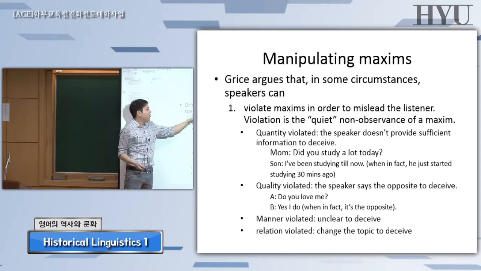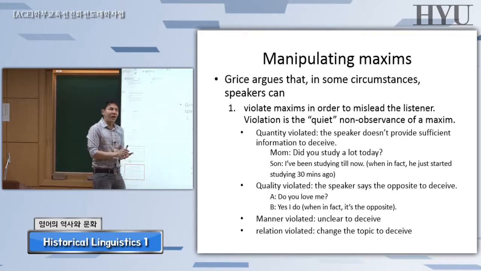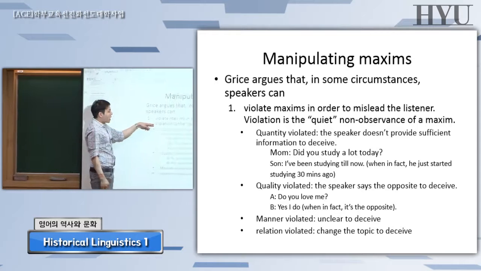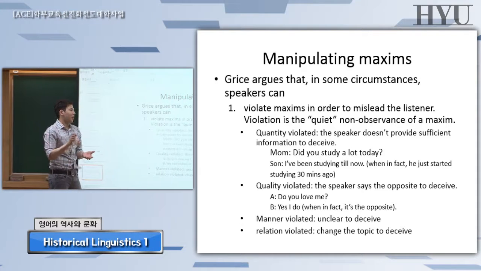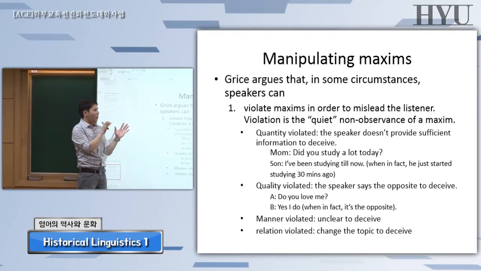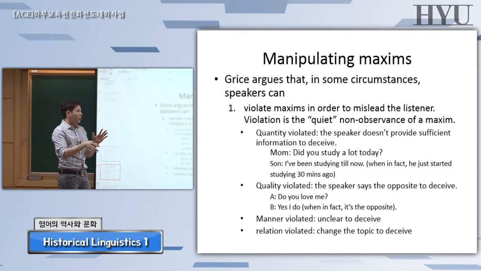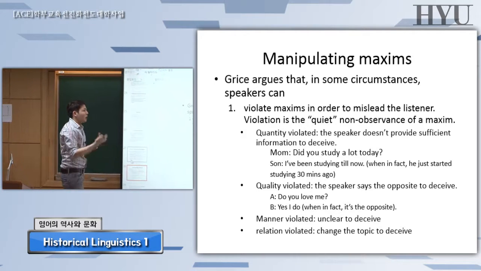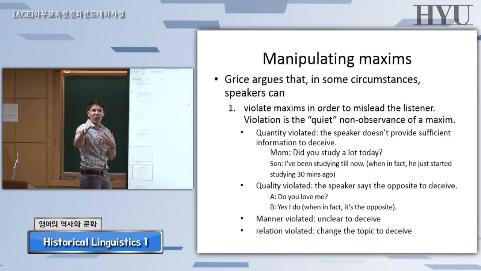So we say that we violate those maxims. We violate them in order to mislead them, right? In order to mislead them so that they believe something else. So violation is what we call the quiet non-observance of a maxim, meaning that you do not observe the maxim. You don't follow the maxim quietly. Quietly here meaning that the listener has no way to know that you are violating the maxim, right? And you don't want them to know either, right?